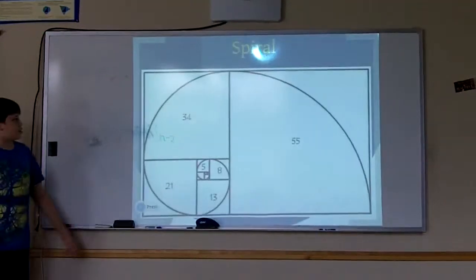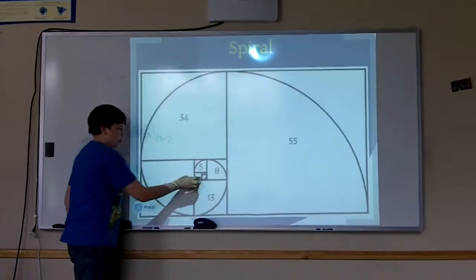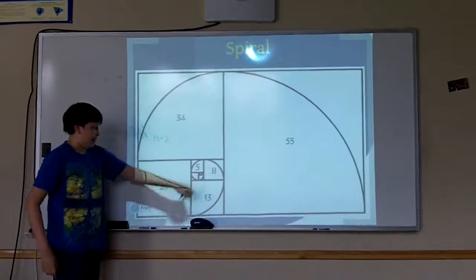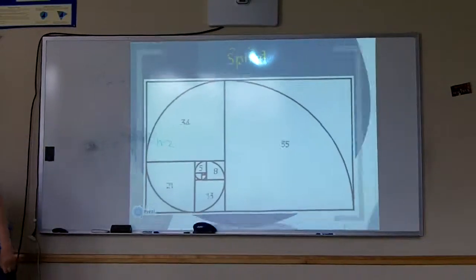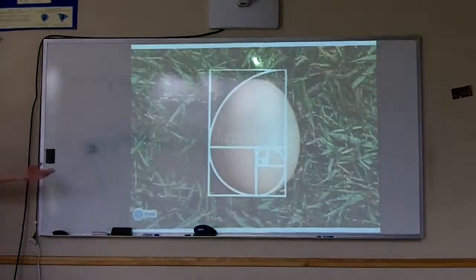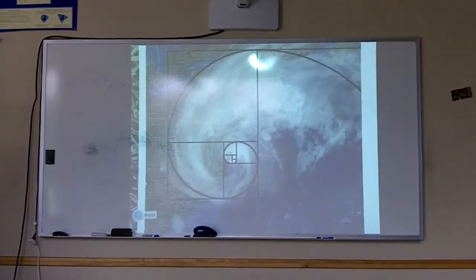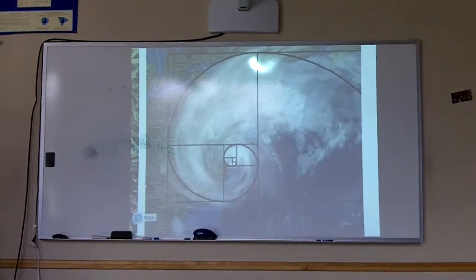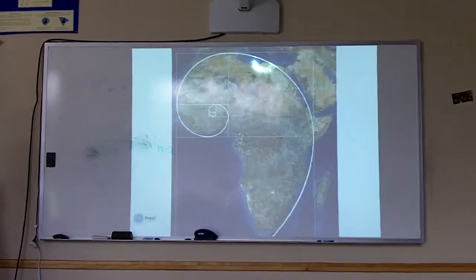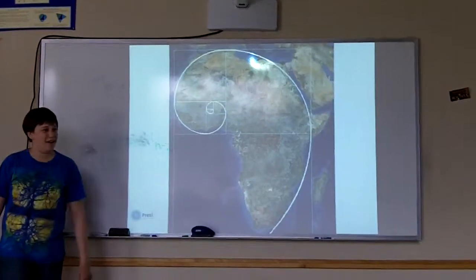In other places in nature, there's the Lucas spiral, the Fibonacci spiral, sorry. We start with a 1 by 1 box, and then a 2 by 2 box, 3 by 3, 5 by 5, 8 by 8, etc. We get the Fibonacci spiral, which is used in shells, even in eggs, and hurricanes. And if you look hard enough, you can find the Fibonacci spiral anywhere, and someone even found it in Africa. So the whole continent is a giant Fibonacci spiral.